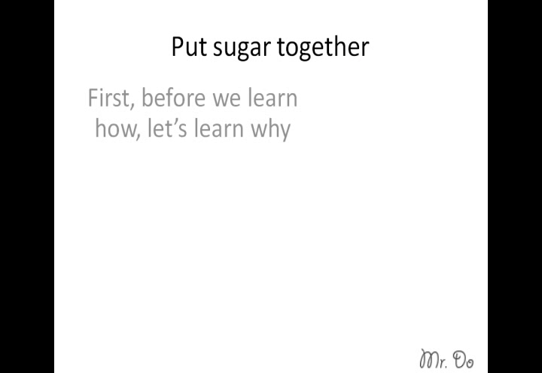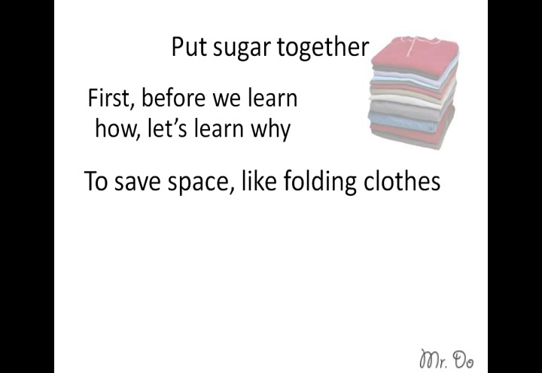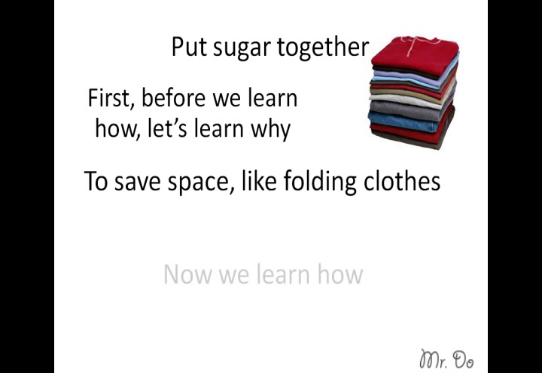So putting sugar together. First, before we learn how plants put sugar together, we're going to learn why it puts sugar together. Why don't we just leave the sugar in monosaccharides as glucose instead of putting them together as polysaccharide and then having come up with more scientific names and confusing us biology students? Well, the reason is to save space. It's just like folding clothes. Well, you save more space when you fold your clothes rather than leave it lying around. So that's why plants put sugar together.